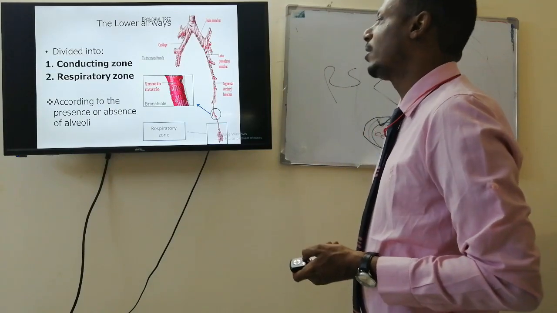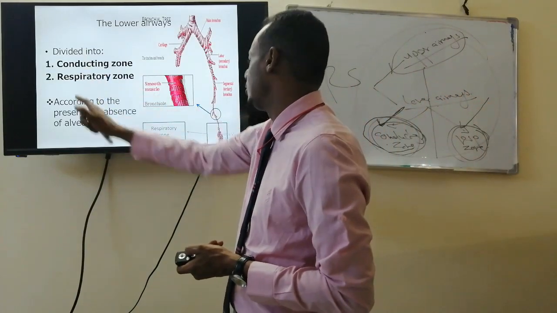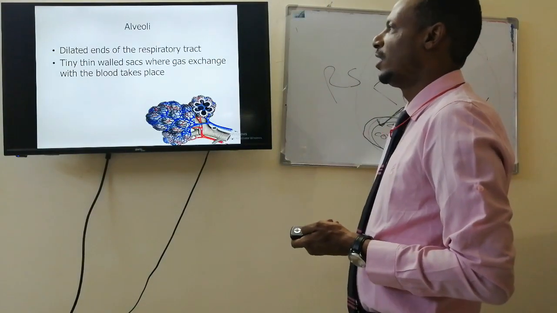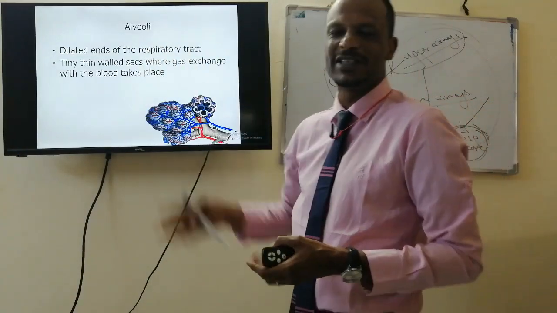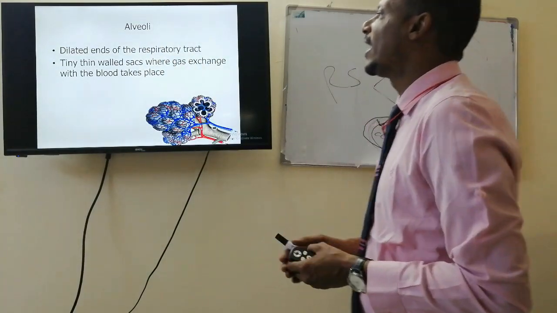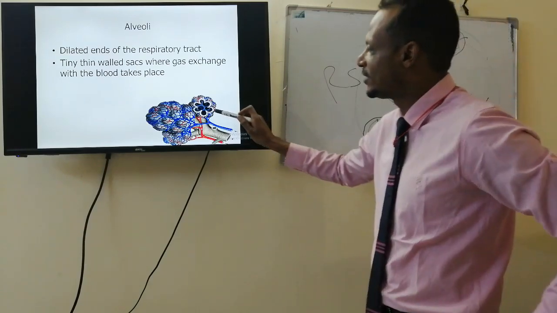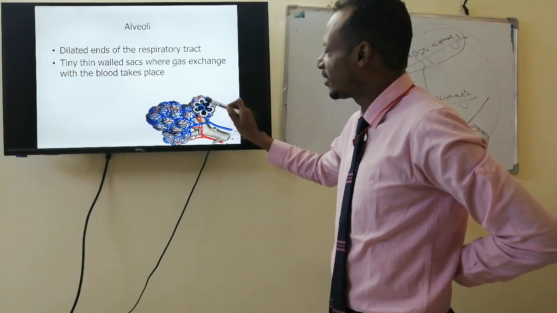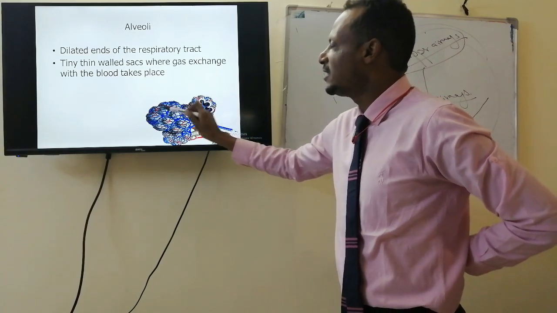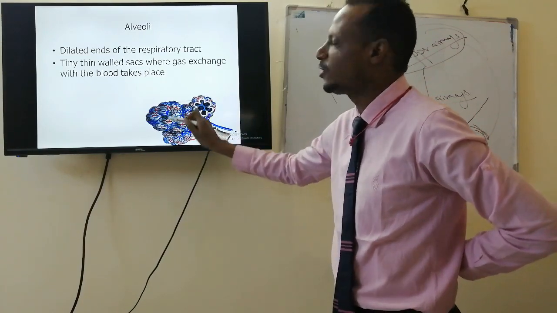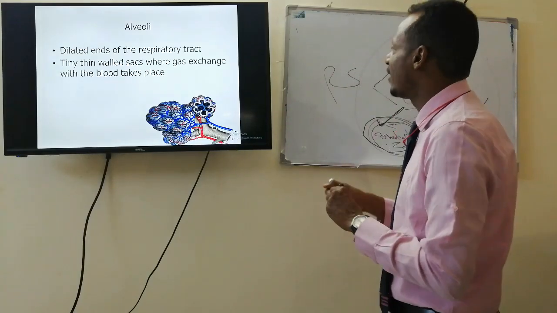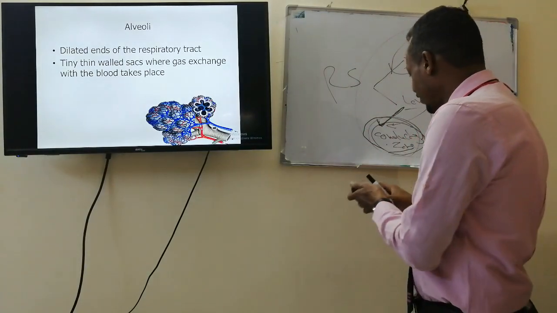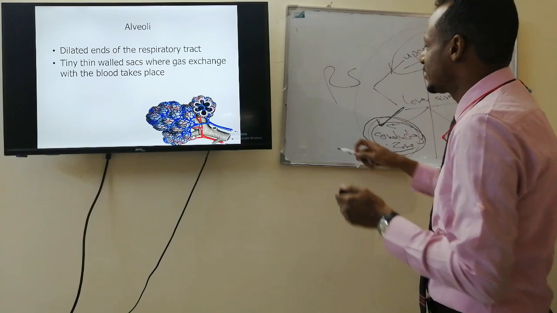The lower airways part is the conducting zone and respiratory zone. Now, what is an alveolus? Alveoli are the dilated ends of the respiratory tract. You can see here the fantastic structure of the alveoli. They are thin walled sacs. The alveoli's function is gas exchange, and that is why they have a thin wall. The main function of the alveoli is gas exchange.